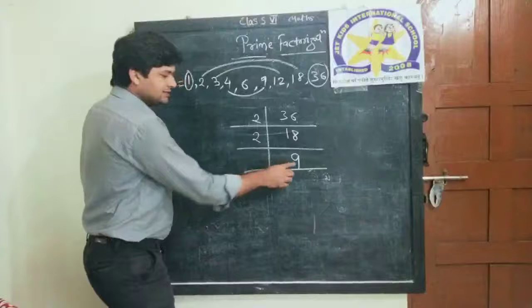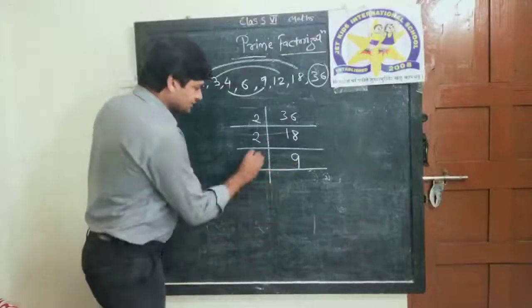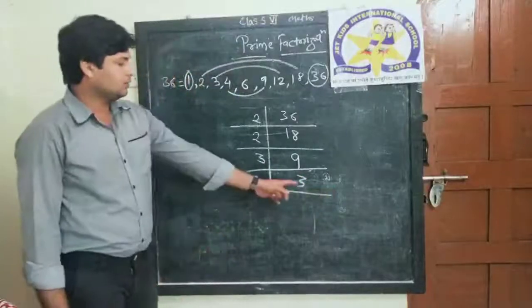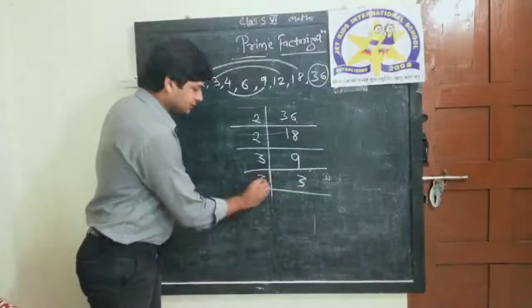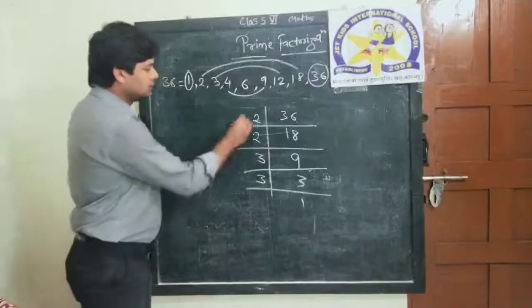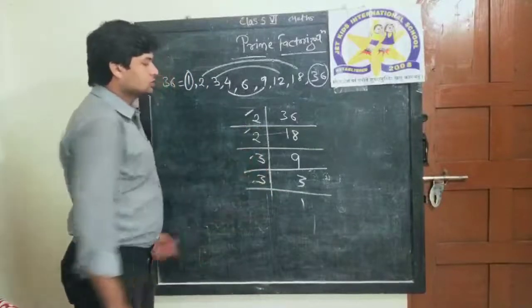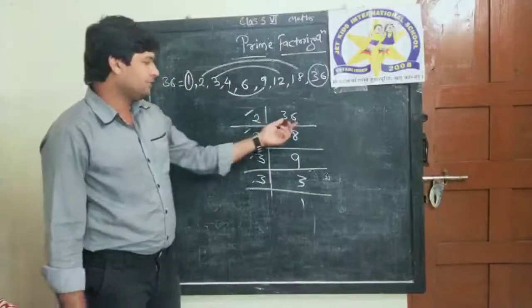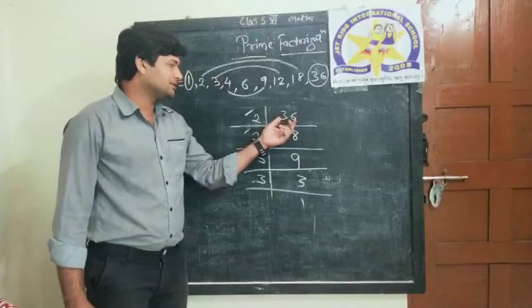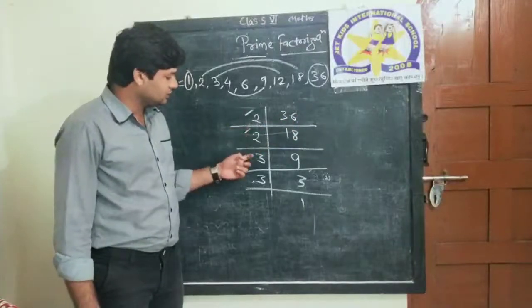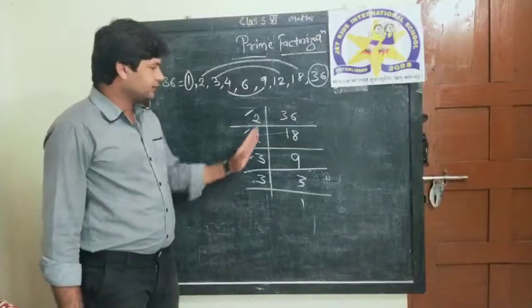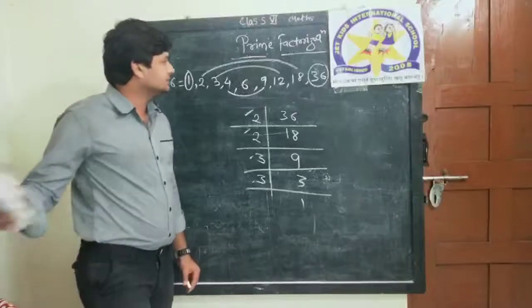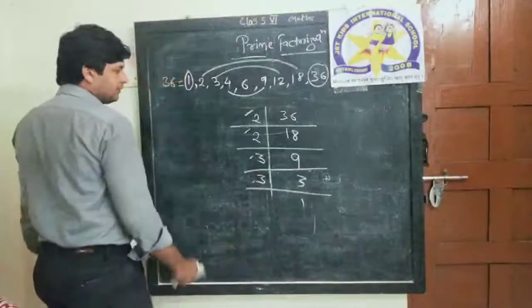9. Is it divisible by 2? No. Is it divisible by 3? Yes. So 3. Right? Now 3 is divisible by 3. Clear? So how much do we get? 2, 2, 3, 3. So if we want to convert this 36 into prime factors, if we want to do a prime factorization of 36, we get 2 multiplied by 2 and 3 and 3. Clear? These are the prime factors of 36. This is how we will prime factorize a given number. Clear? Next.